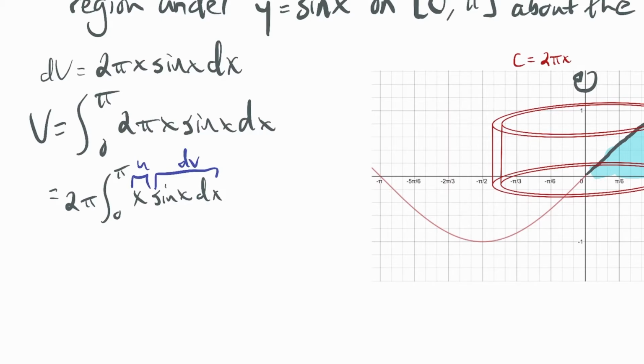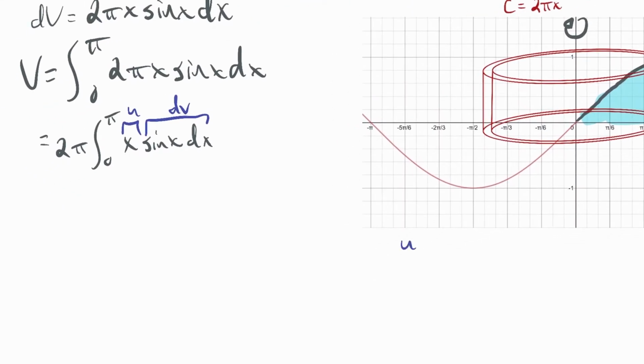So u, I guess I'll put it down here. u equals x, so du equals dx. dv equals sine x dx. I feel like we've done exactly this one already. I'm pretty sure we have. So then v equals negative cosine x, and again, plus a constant, whatever you want, it'll be fine. That'll work out, no problem.